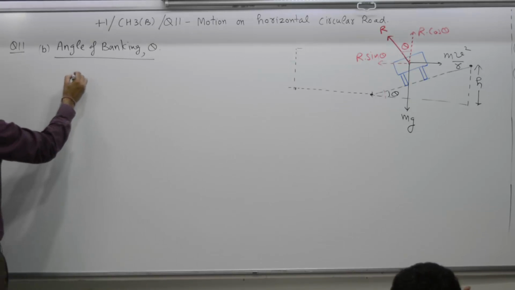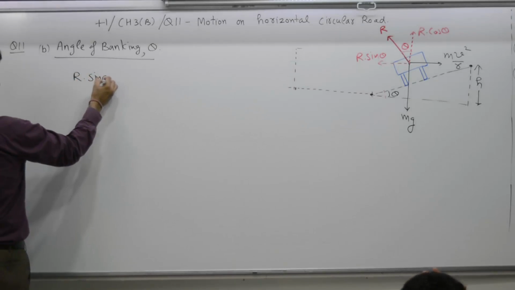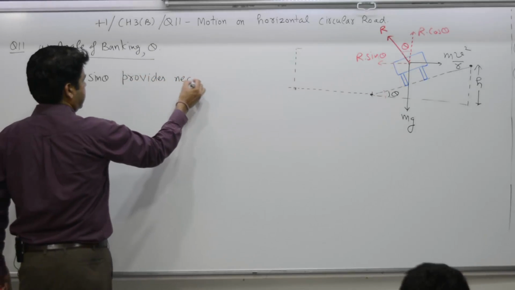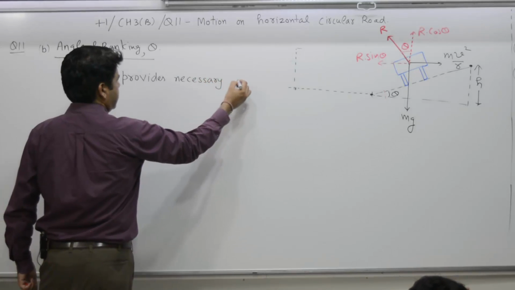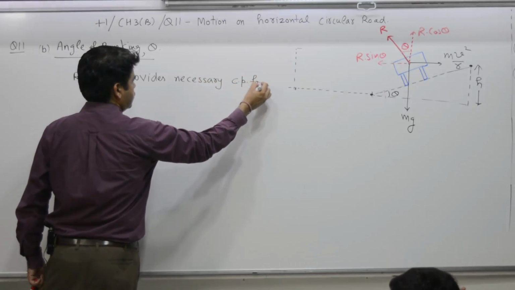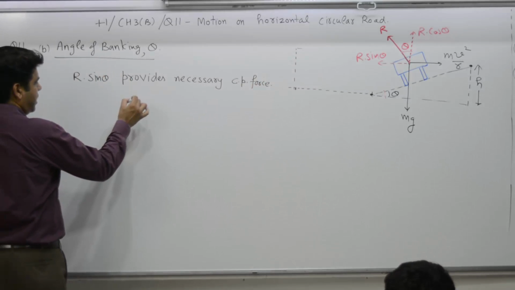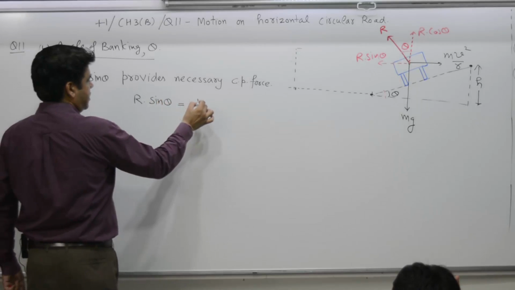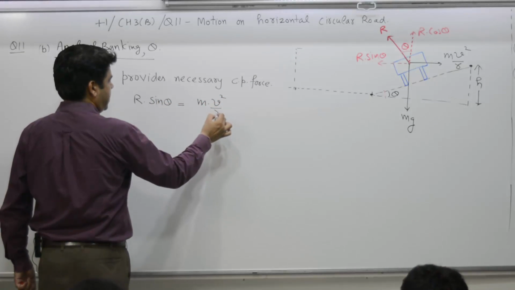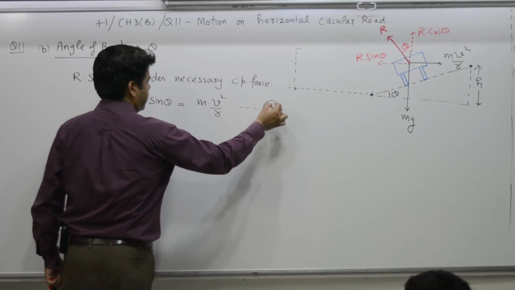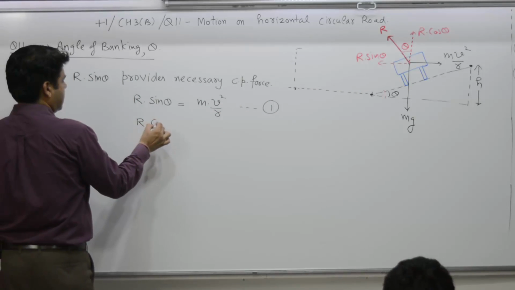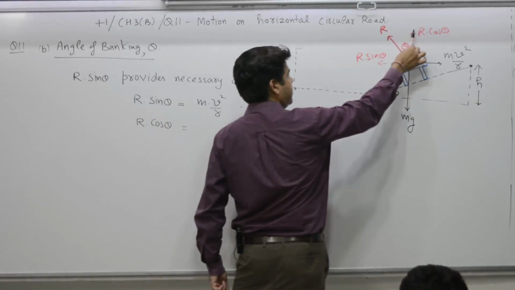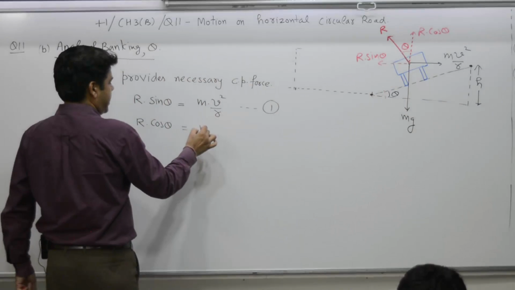R sin theta provides the necessary centripetal force. So R sin theta is equal to what? mv square by r. One equation. R cos theta is equal to what? R cos theta means vertical component. Is equal to what? Weight. mg.